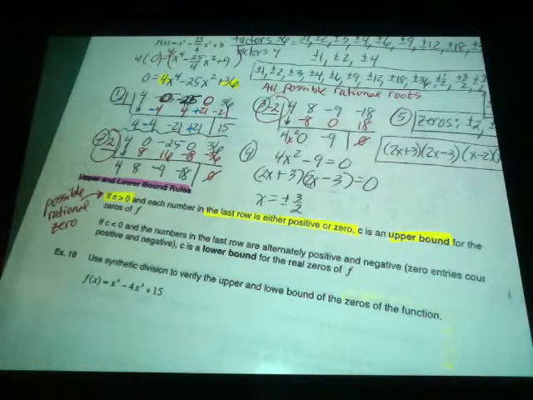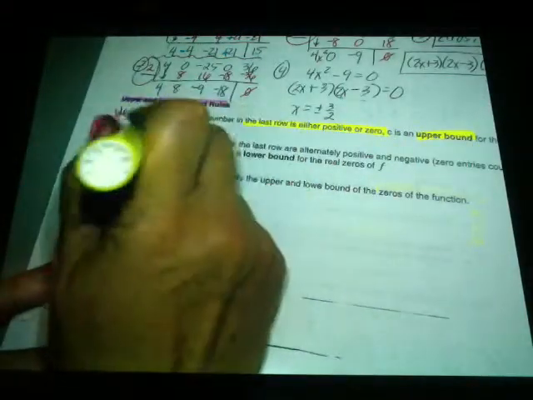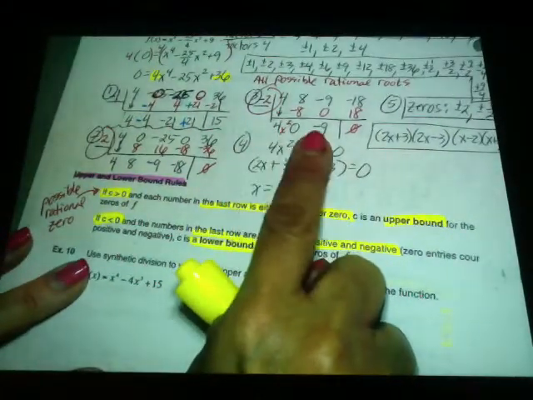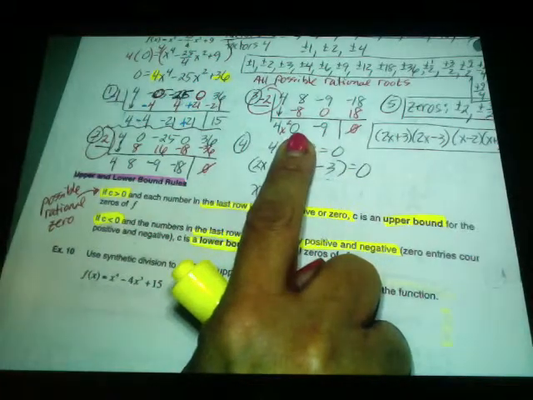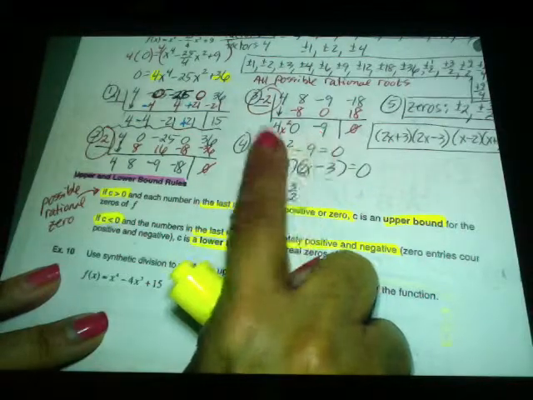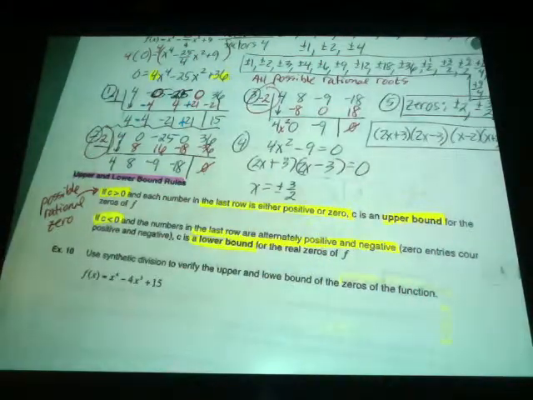Okay? Then for our lower bound, our lower bound is always a negative possible 0. If the numbers in the last row are alternately positive and negative, then you create this lower bound. See here on this one where we had a positive and a negative, the 0 doesn't count. You can take that one out. But see how I have a positive and a negative? It alternates. -2 is my lower bound. Let's see what that looks like.